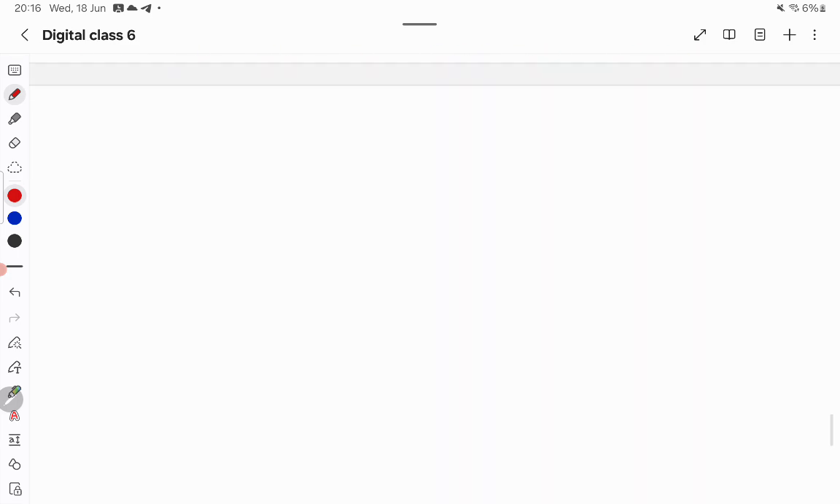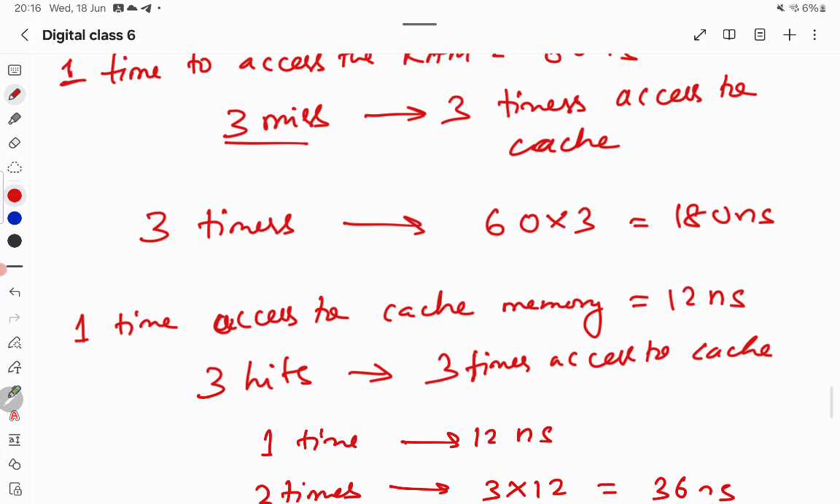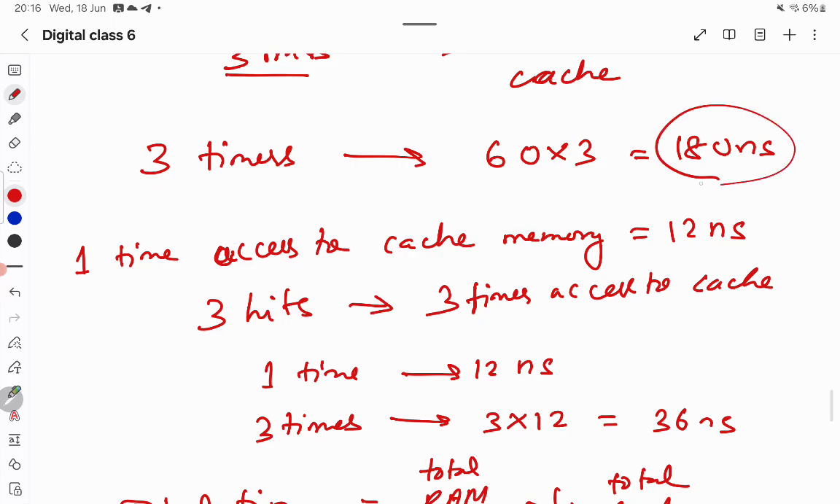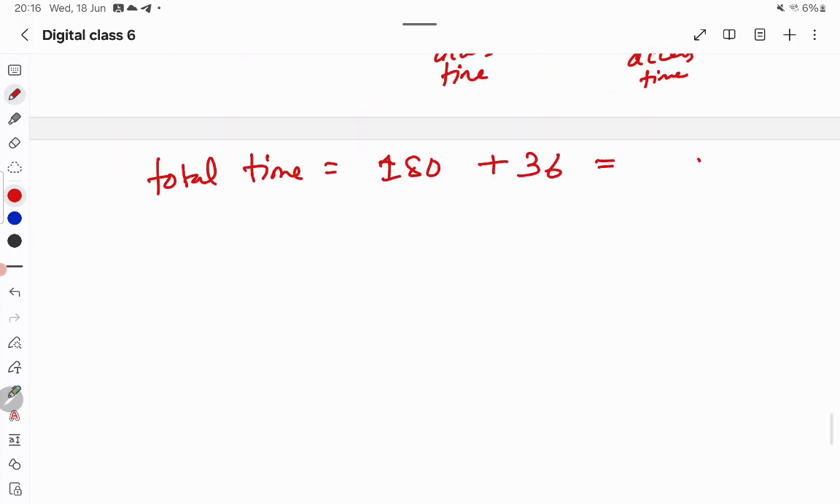So what is the total value? So total time equals how much? It was 180 nanoseconds and this one was 36. So 180 plus 36, how much is it? 216 nanoseconds. But wait, it is saying to compute in milliseconds.